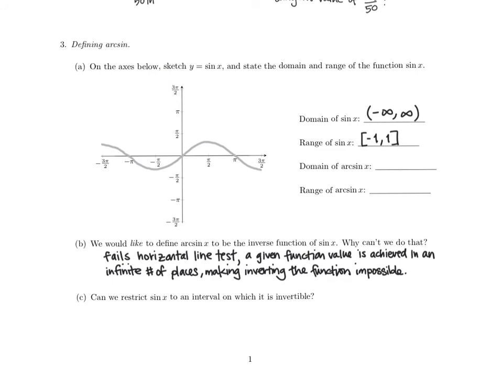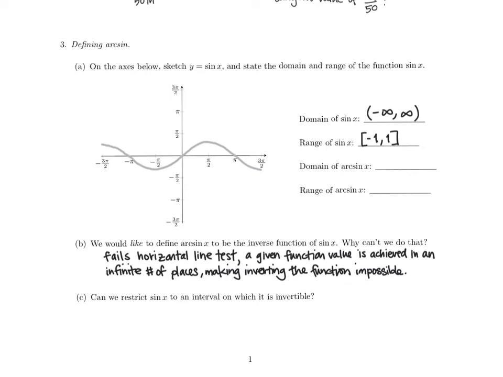Now let's take a look at C. This is the interesting part, the critical point on which all inverse trig functions hinge, basically. Can we restrict sine x to an interval on which it is invertible? Meaning, can we only look at a piece of sine x that does pass the horizontal line test, is invertible, and then invert that? And the answer is yes.